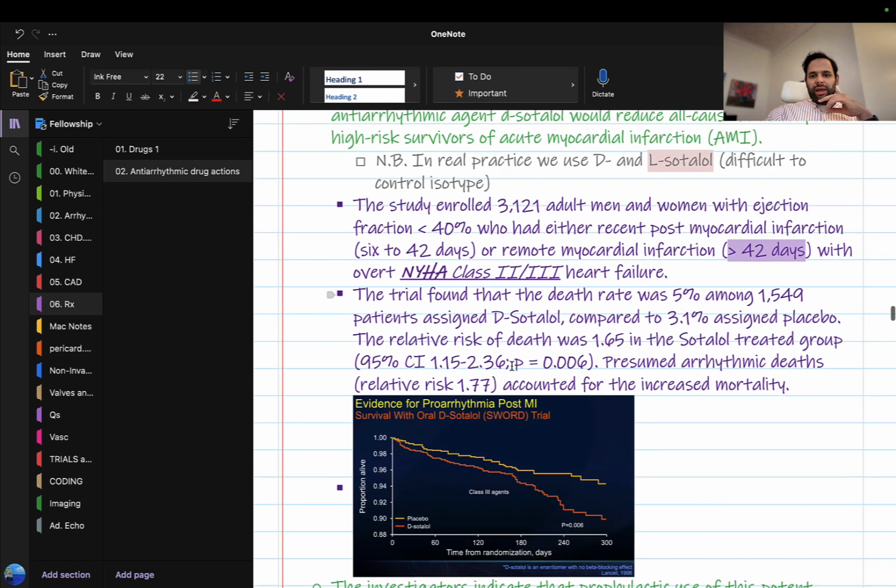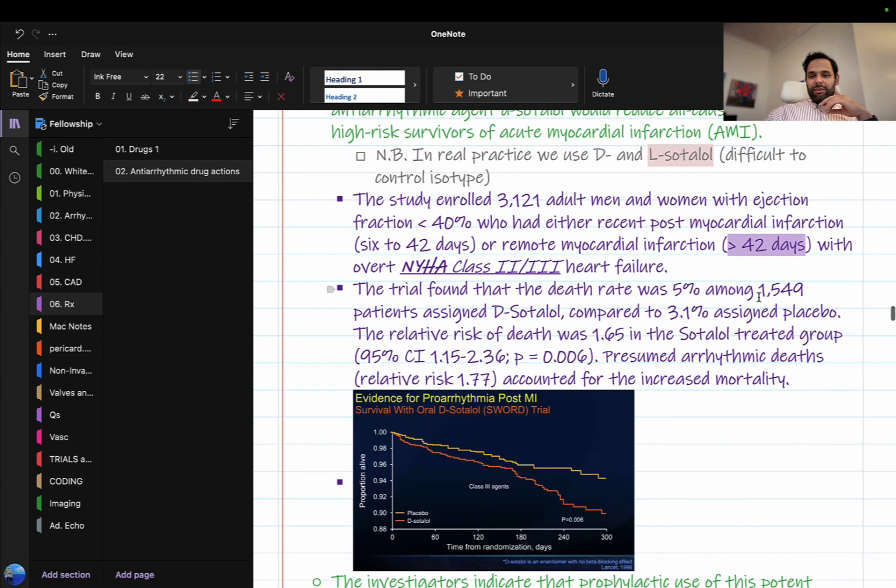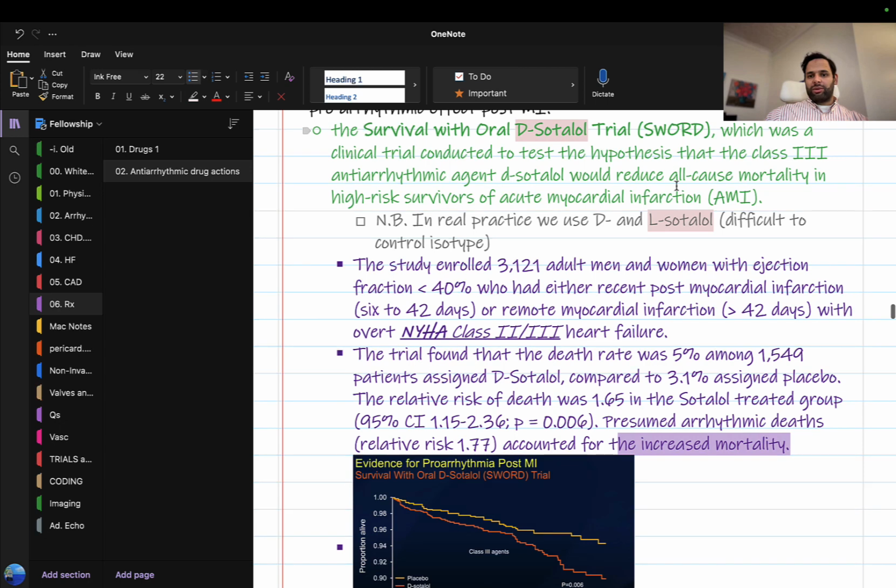The trial found that the death rate was 5% among half the patients assigned D-Sotalol, compared to 3.1% in the other half, which were assigned to placebo. So the relative risk of death was 1.65 in the Sotalol treated group, with a 90% confidence interval, presumed due to arrhythmic deaths, and so accounts for increased mortality. Therefore, their hypothesis was proven wrong, and it turns out you should not give class 3 medications in this.